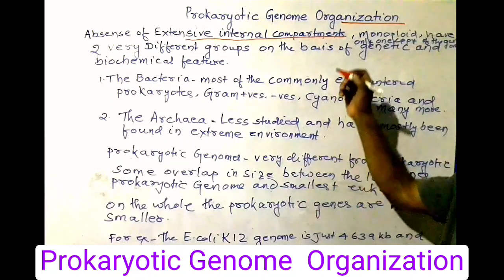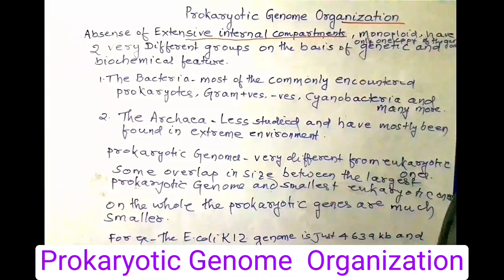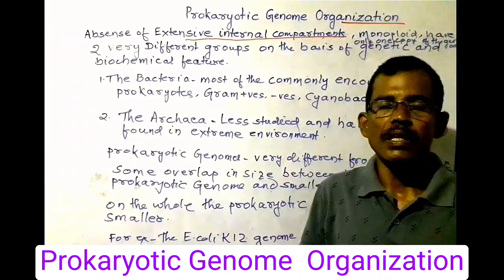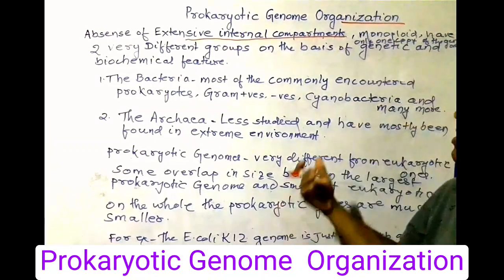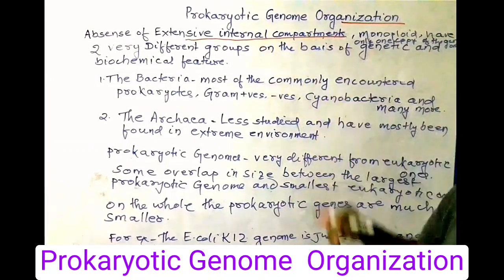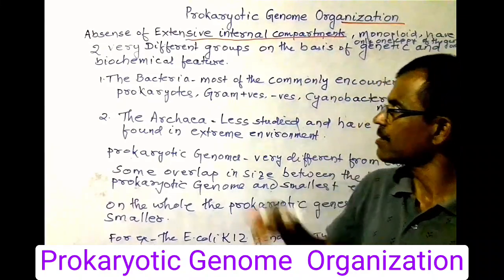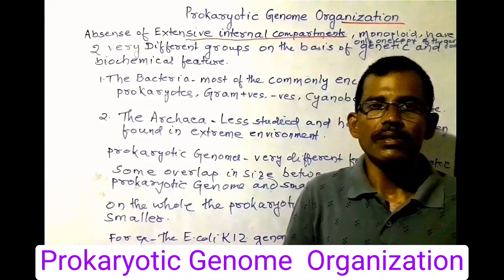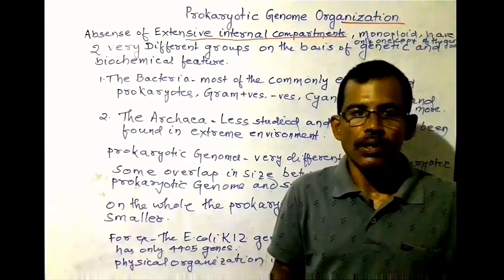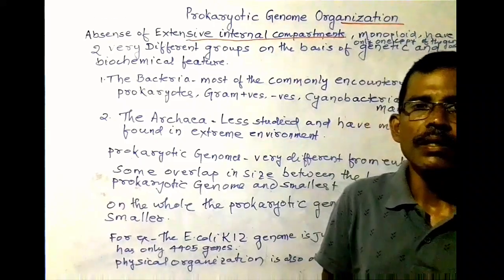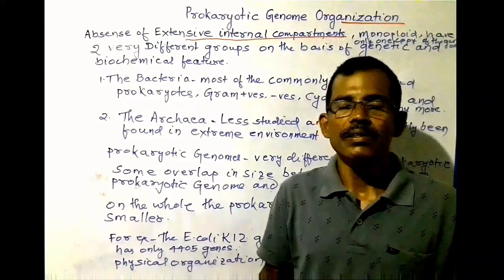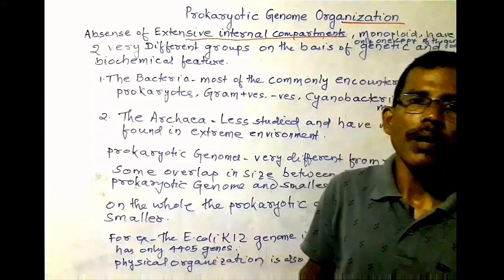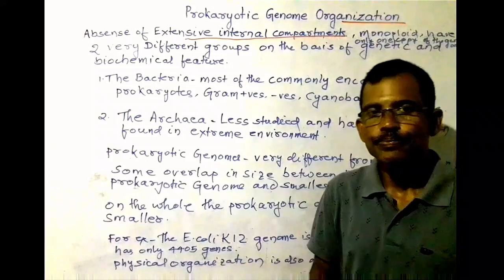Friends, today we shall discuss prokaryotic genome organization. One of the distinguished characteristics of prokaryotes is the absence of extensive internal compartments. Extensive internal compartments means various membrane-bound organelles like nucleus, mitochondria, chloroplast, endoplasmic reticulum, Golgi complex. These are the membrane-bound organelles. In prokaryotes, these membrane-bound organelles are absent.